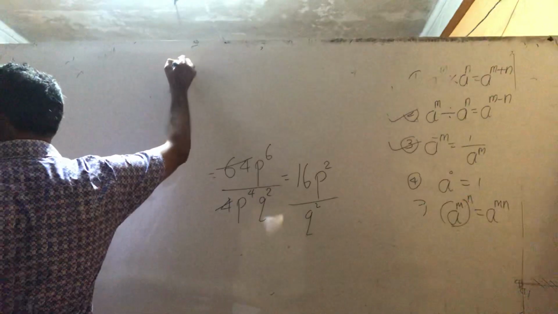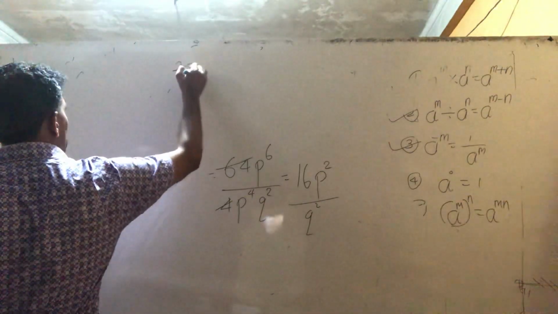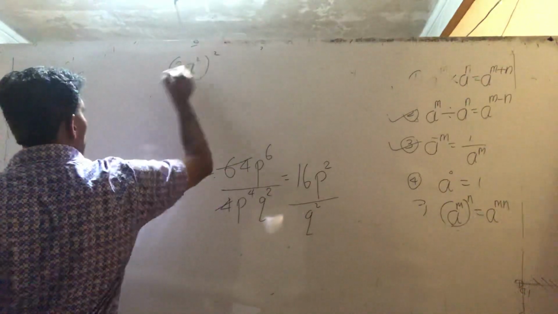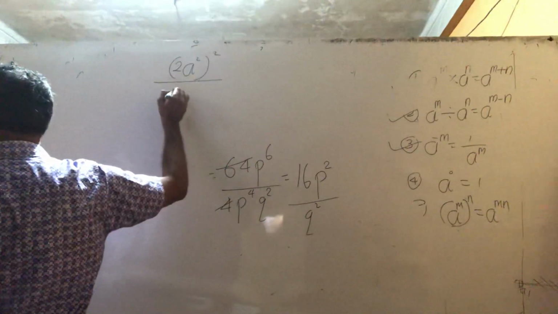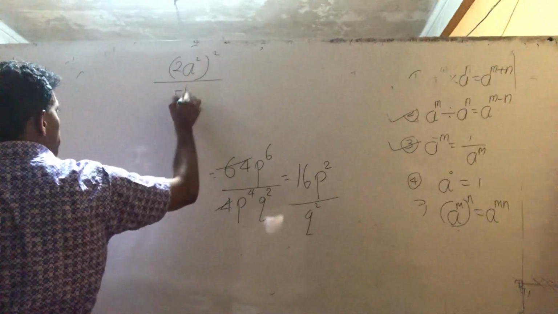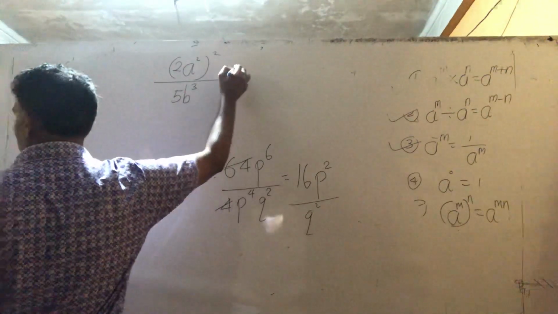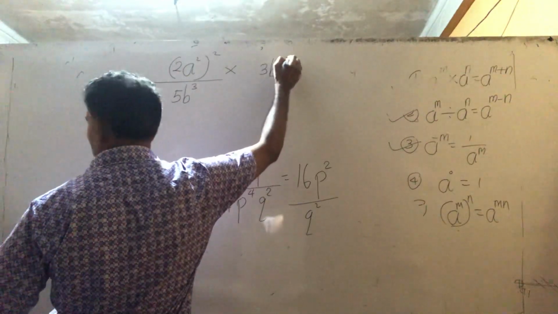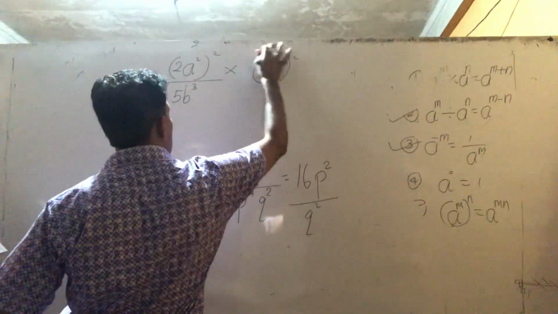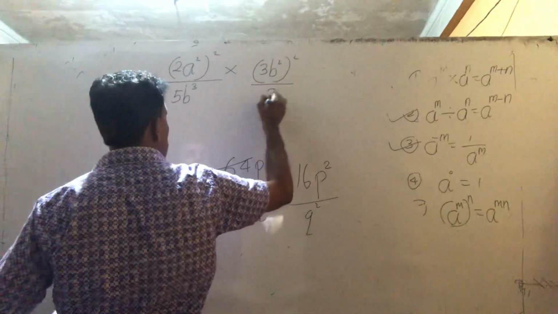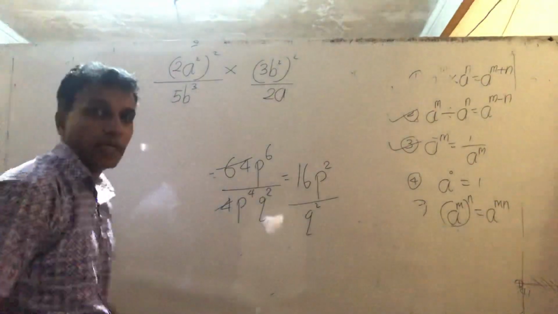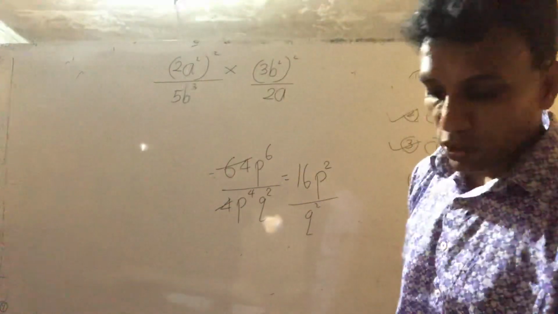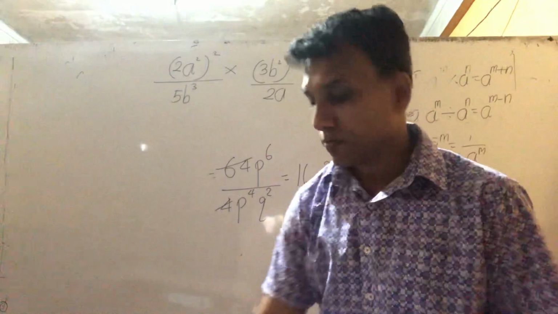Lastly, also 2a squared, completely squared, over 5b power 3, into 3b squared over 5... this is a complicated problem. You will try on your own. Simplify, give the answer in positive index form.